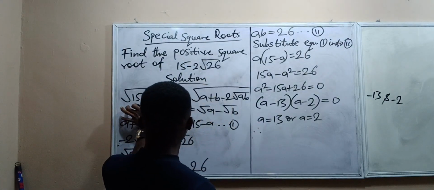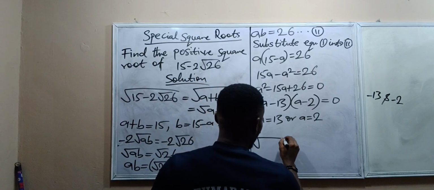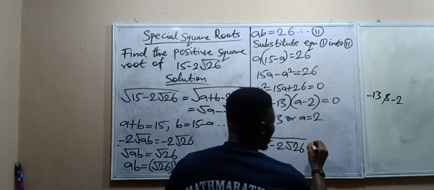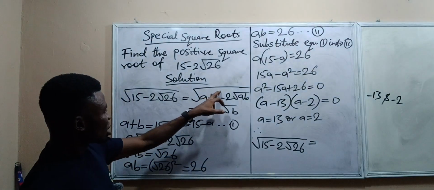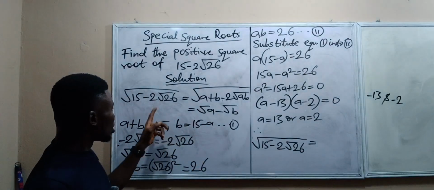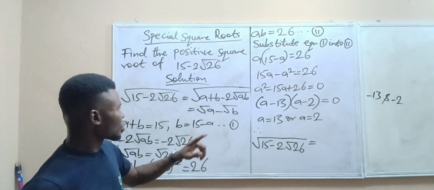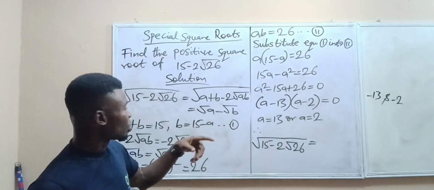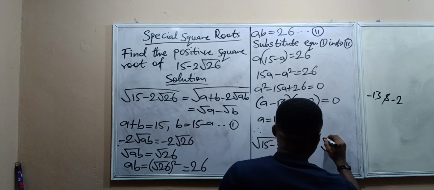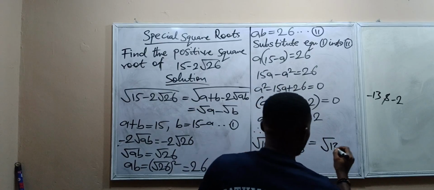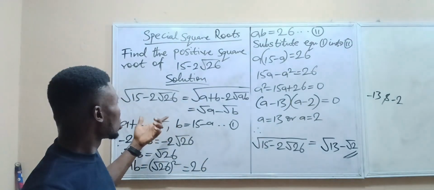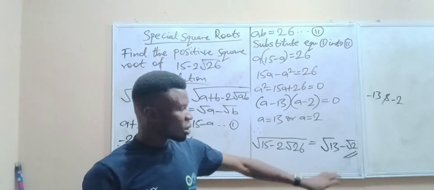Therefore, this square root of 15 minus 2 surd 26 is equal to... Remember, we said that this is equal to this, and this also is equal to this. So that means this is equal to this. I repeat, we said that this first one is equal to this second one, right? And we also said that this one is equal to this second one. That means this is also equal to this. Therefore, since we've gotten the two values of a, this thing now will be equal to square root of 13 minus square root of 2. Therefore, the positive square root of this is this one.